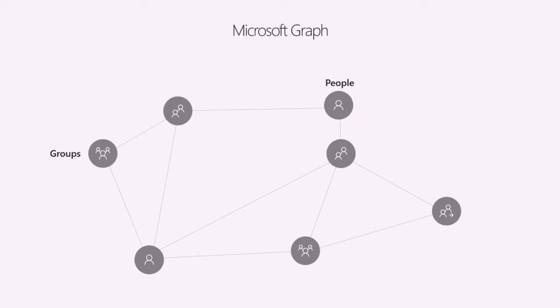If you want to have a workflow and you want to route it to somebody's manager, it's useful to have an API to go do that. We found that that wasn't enough. People wanted to get to that people information, but they also wanted to get to all the other information in Office 365 at the same time.